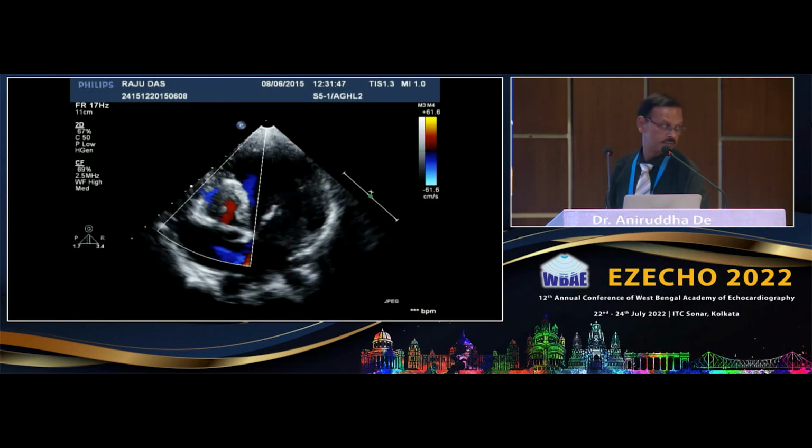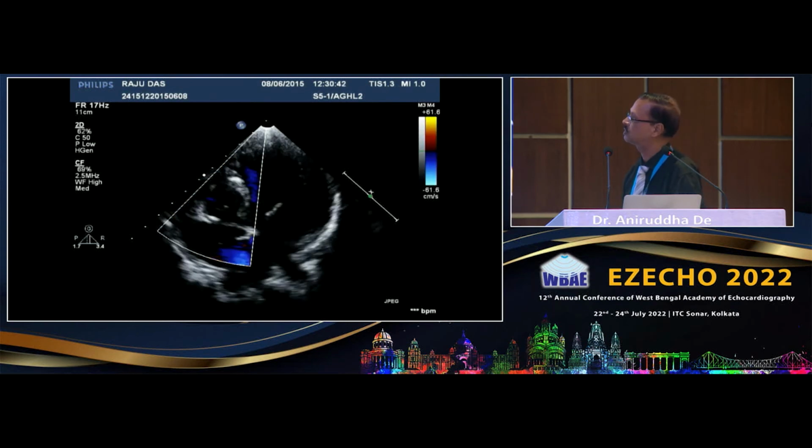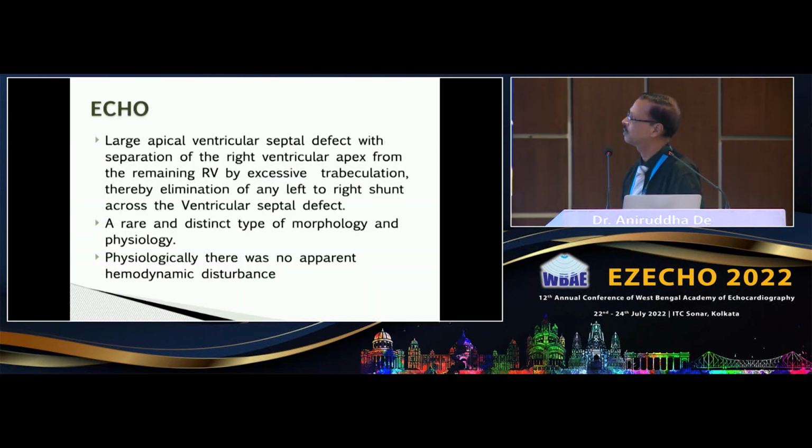This is probably the last case because a lot of time is there. Basically, this is a large apical ventricular septal defect with separation of the right ventricular apex from the remaining RV by excessive trabeculation, thereby eliminating any left to right shunt across the ventricular septal defect. These are very rare and distinct types of morphology. Only 3 to 4 cases have been reported in the world, one from Calcutta itself by Dr. Achyut Sarkar.